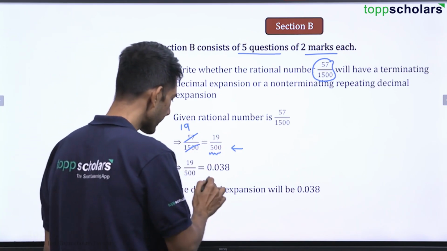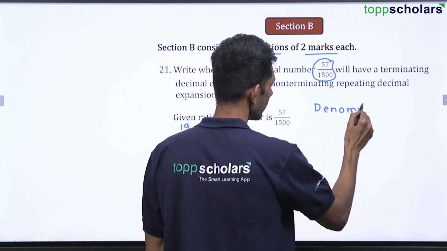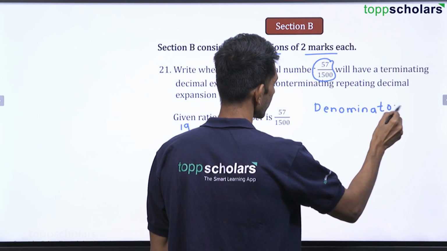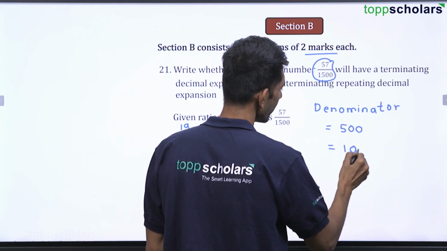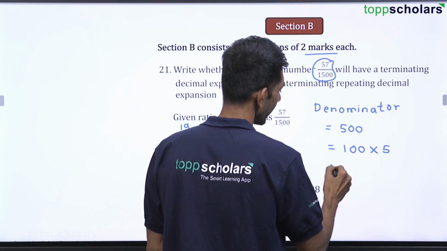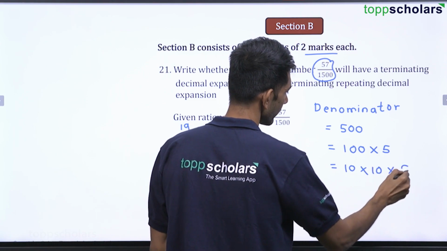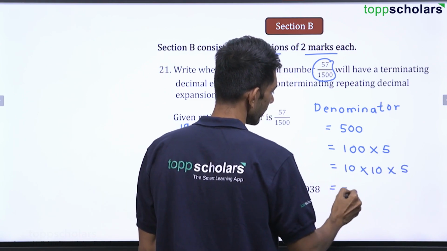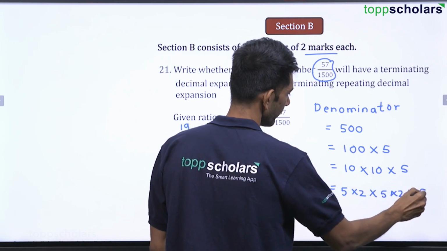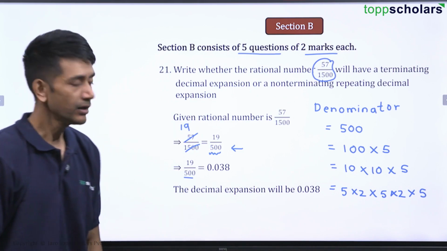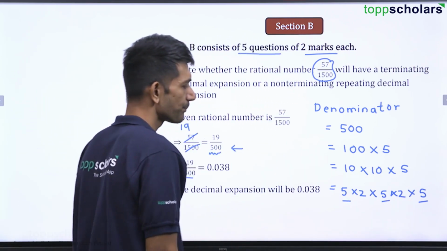See, this is 500. You will write down denominator is equal to 500. Can I write down 500 as 100 into 5? Can I write down 100 as 10 into 10 into 5? Can I write down 10 as 5 into 2 into 5 into 2 into 5? I hope this is clear. Now once you get this, can I write this as 5 into 5 into 5, 5 cube?